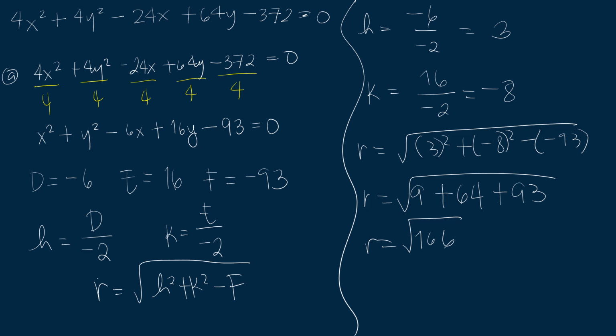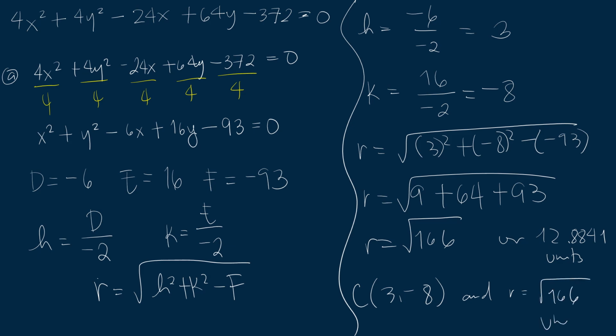We cannot find a factor of 166 that is a perfect square, and 166 is not a perfect square. You can write your answer in decimal format, which is 12.8841 units. So therefore, your final answers are 3, negative 8 for the coordinates of your center, and the radius is square root of 166 units. That's for number 5.